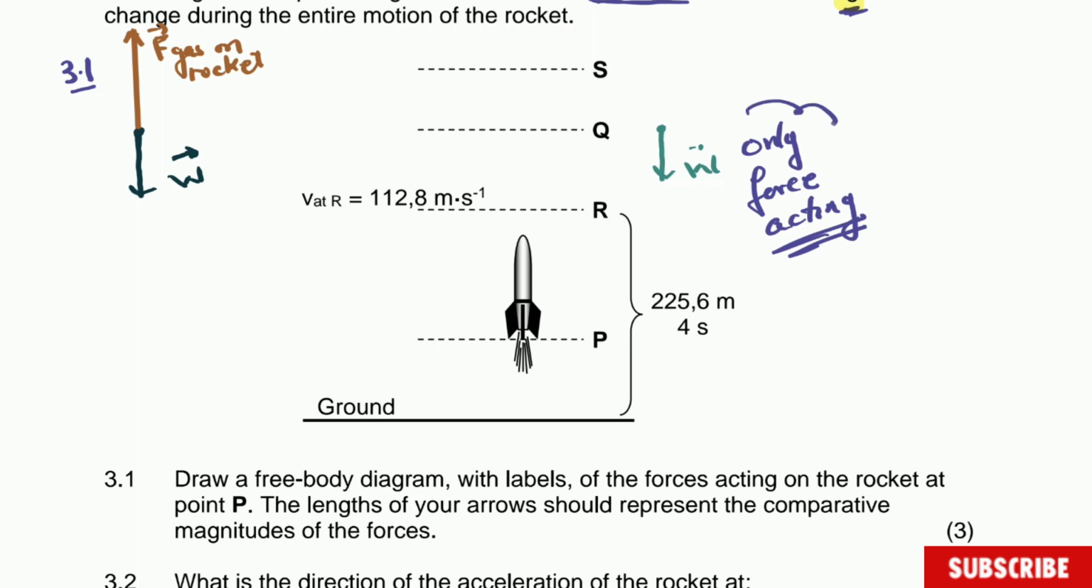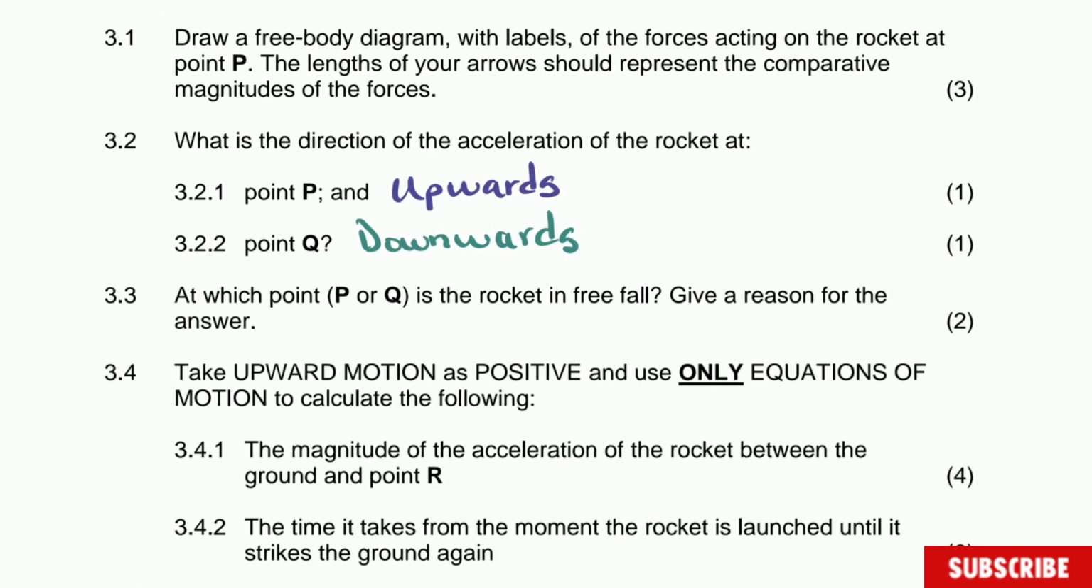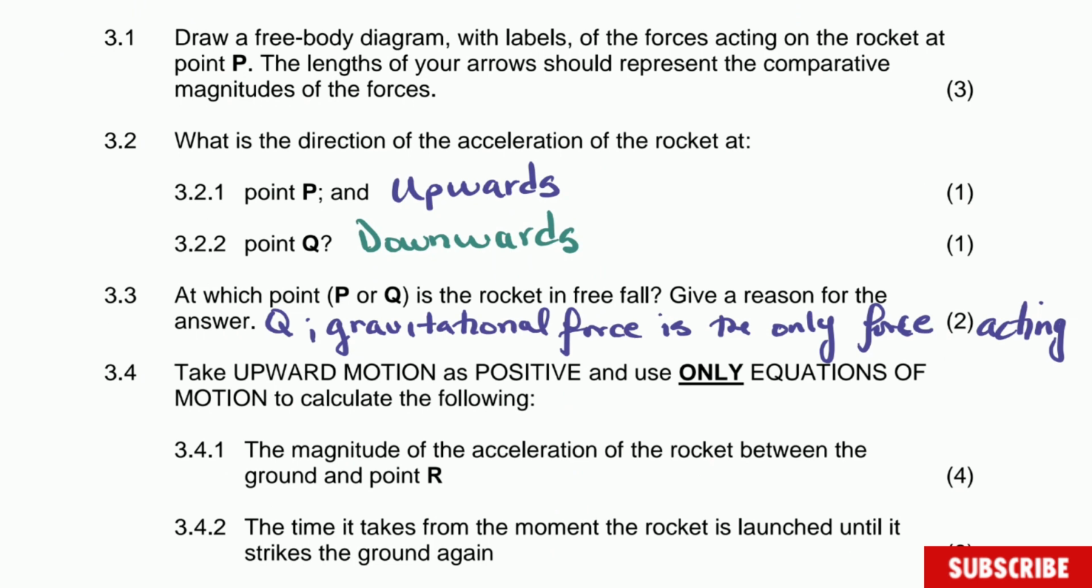That is the only force acting there. So let's answer here. The answer is Q, because gravitational force is the only force acting on the rocket. Take upward motion as positive and use only equation of motion to calculate the following.